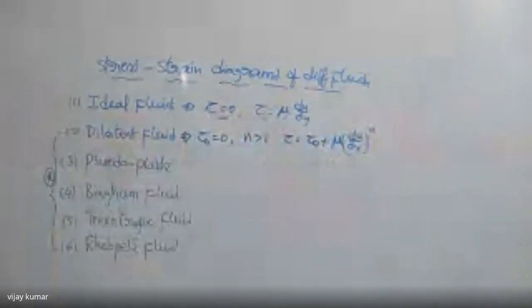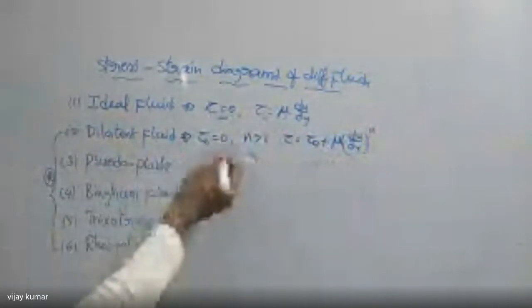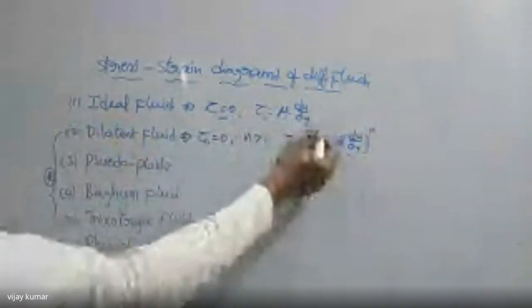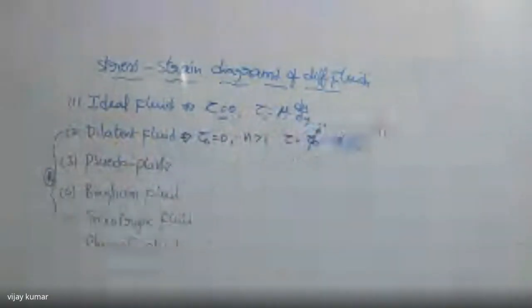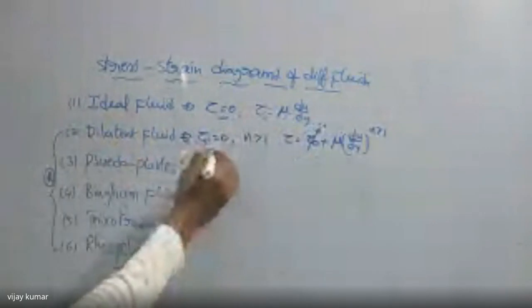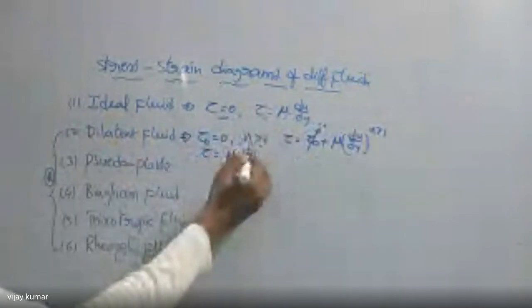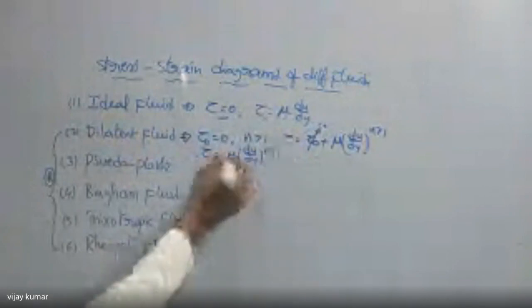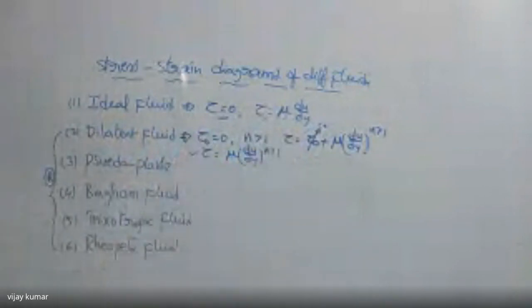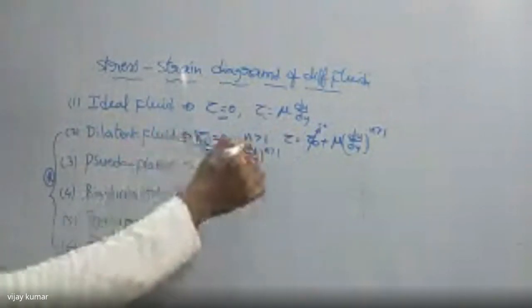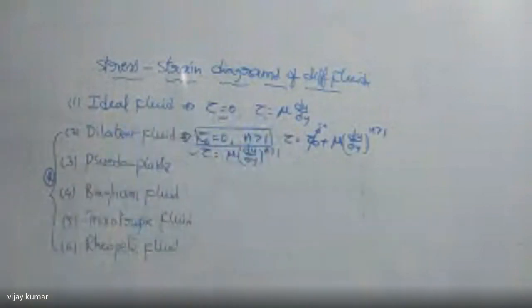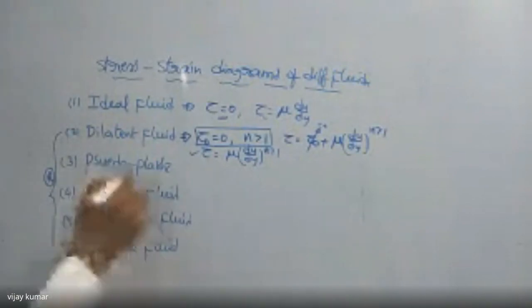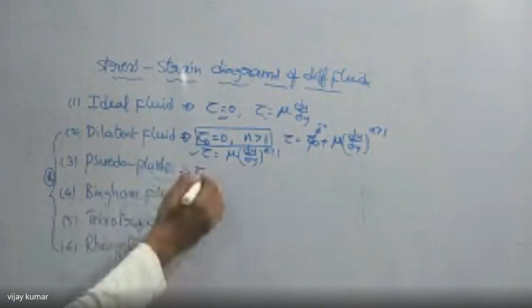Now, if we substitute this condition, we get tau naught is equal to 0, but n is greater than 1. Then I'm writing here tau is equal to mu into (du by dy) whole power n, with n greater than 1, is the mathematical equation for dilatant. So this is the condition for dilatant fluid. Please take care about this condition. In nature, some fluids follow this condition, and those fluids come under dilatant fluid. And the second one, pseudoplastic fluid, implies tau naught is also equal to zero.